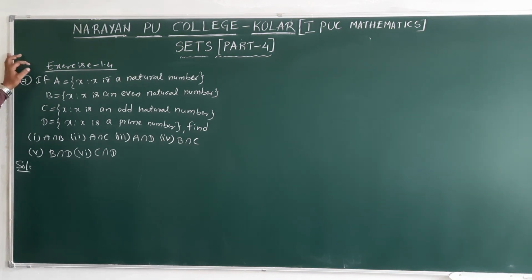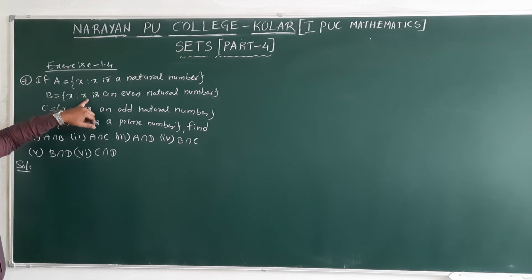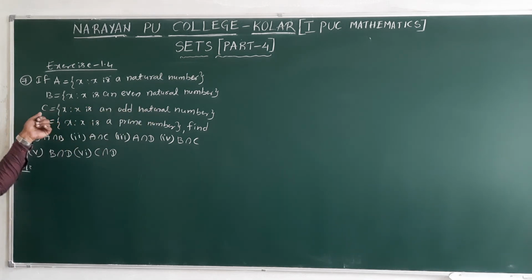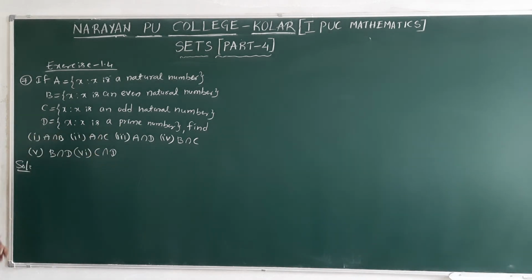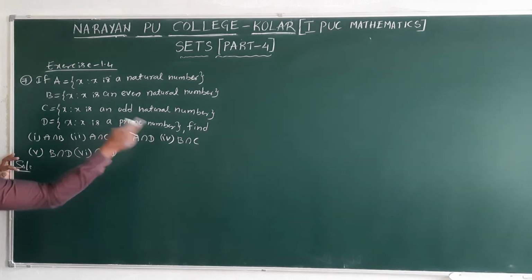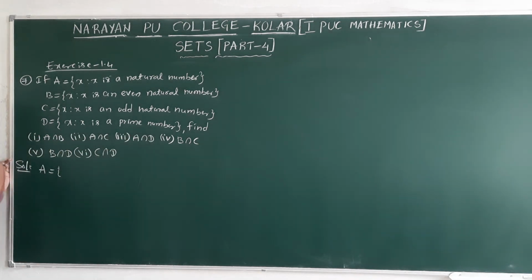Next, question number 7. If A is given, x such that x is a natural number, and B is the set where x is an even natural number, C where x is an odd natural number, D where x is a prime number. These are the sets we need to find out. First, let me take the A set. What is the A set? x is a natural number.